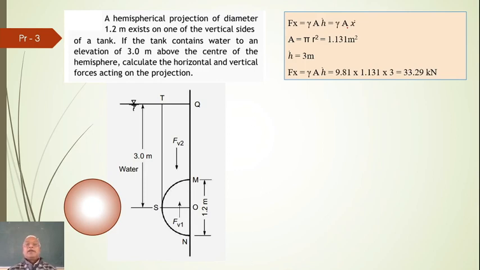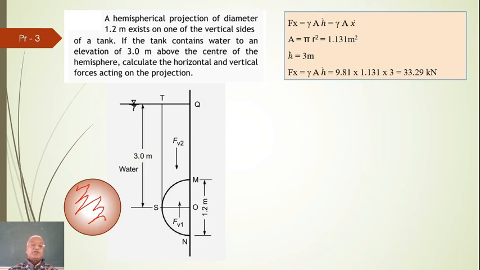Okay, gamma A x bar or gamma A h bar. Here area is circular area. Obviously this is the area on which the force is being calculated, pi r squared. R is 0.6, so pi into 0.6 squared, 0.36 into 3.14, it will be 1.131 meter square.